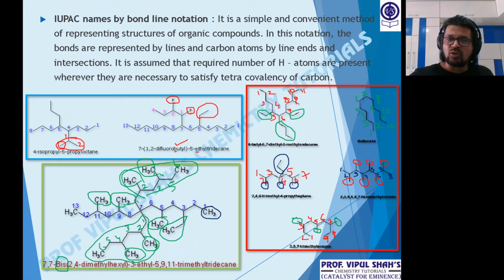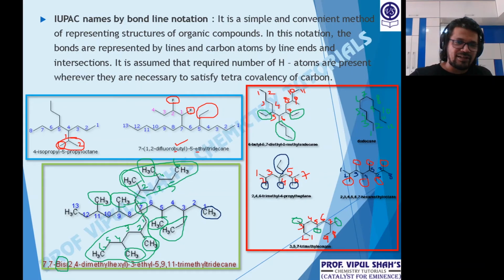At 2 and 4 there are 2 methyls, so 2,4 dimethyl, skeleton of 6, hexyl, because one valency is short. Both are attached at the 7th position. So 7,7 in a bis, 2,4 dimethyl, hexyl, then the regular branch. Regular branches, if you see, first we have ethyl at 3, so 3 ethyl, and now the other methyl group.